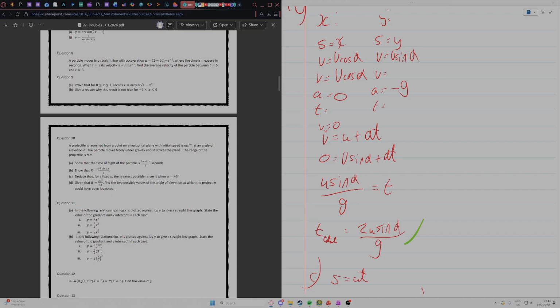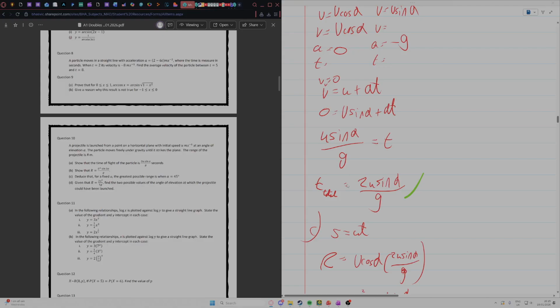Obviously you say u cos alpha, u sine alpha. This is the same because acceleration is 0, and then vertical acceleration is negative g. Time of flight is just going to be 2 times the time to the peak, because it's not being launched from a height. When it's at its peak, that's half the time, so if you multiply that time by 2, it's the total time of flight. So you set final velocity vertically to be 0, do v equals u plus at, solve for t, and then multiply it by 2. That gives you the total time of flight.